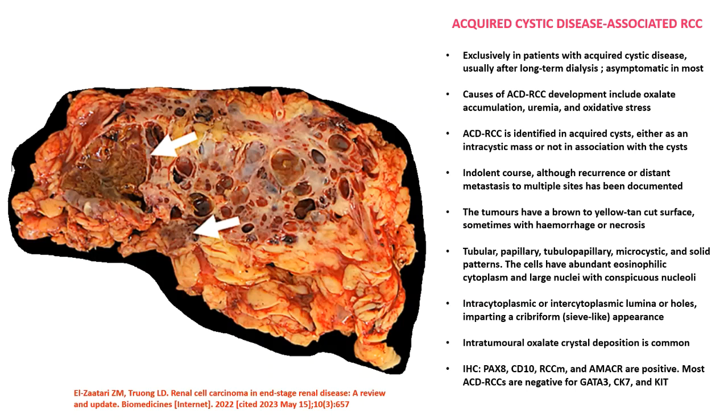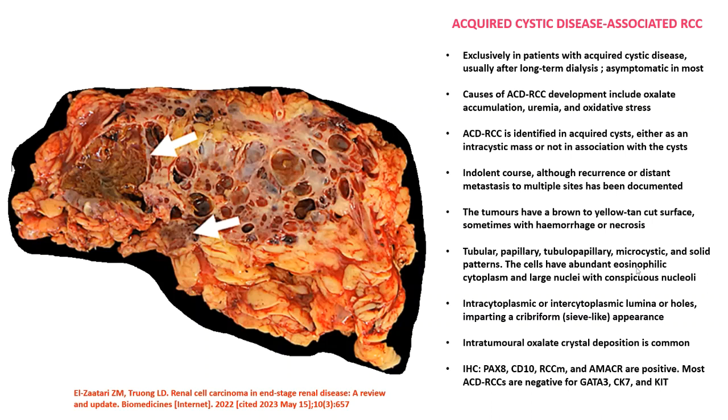And sometimes, however, recurrences or distant mets have been known to occur. The cut surface is usually a yellowish tan, slightly golden yellow kind of an appearance. And on histology, you get tubules, papillae, as well as a tubulopapillary configuration. But characteristically, you get a microcystic architecture wherein you get these cribriform spaces which are punctuating the spaces between the cells, as well as forming lumina within the cytoplasm of the cells.